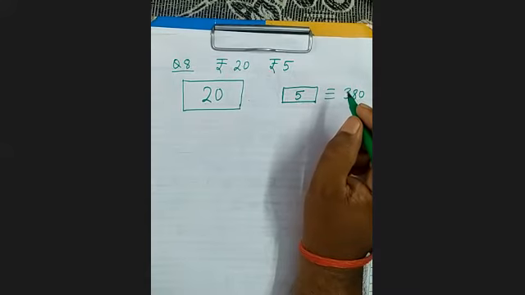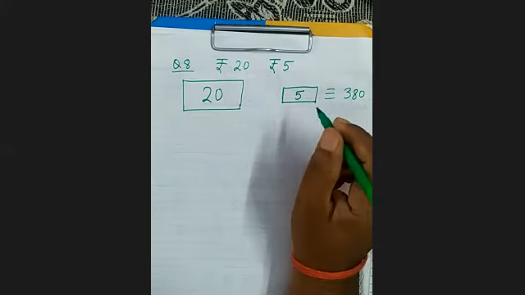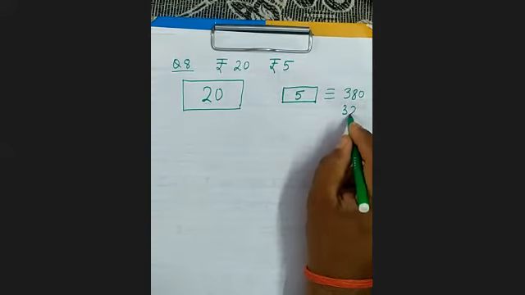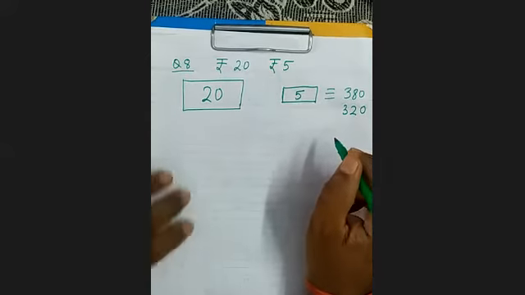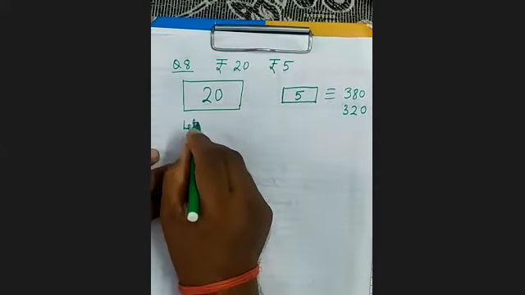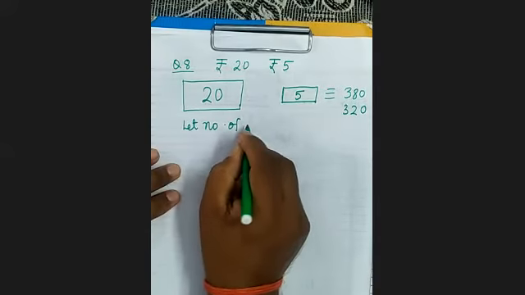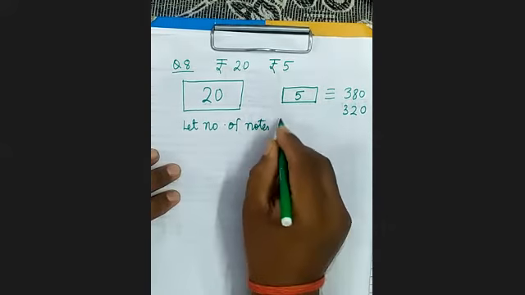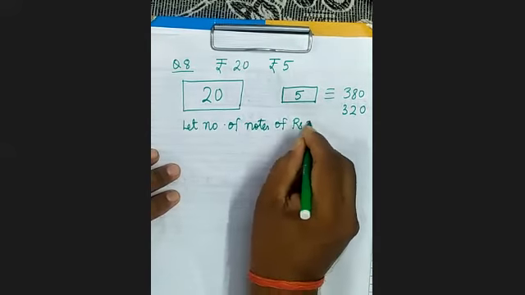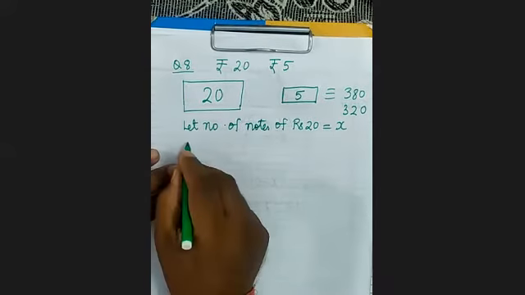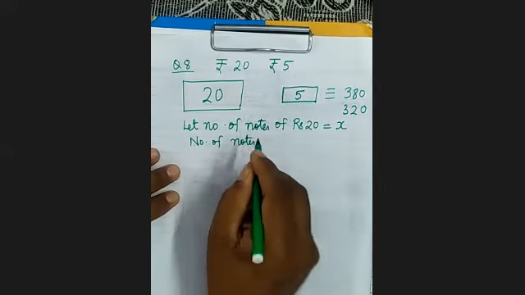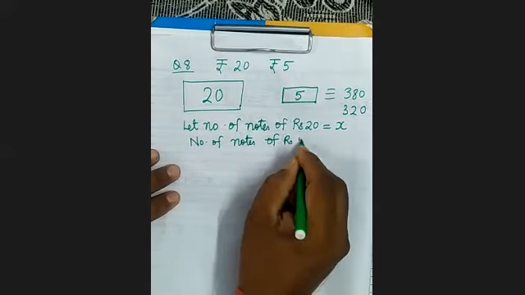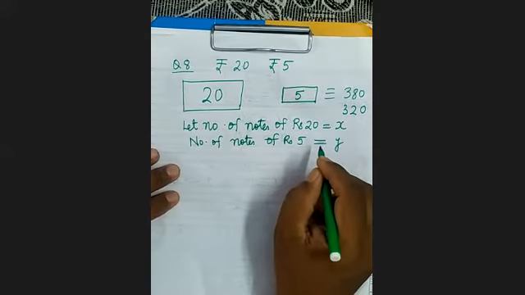If the number of notes of each kind is interchanged, then they amount to rupees 16 less, means the amount will become 320. Find the number of notes of each denomination. So first you assume, let the number of notes of rupees 20 equals x. Number of notes of rupees 5 equals y.